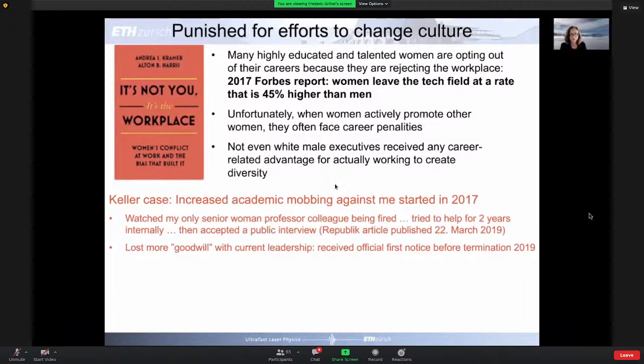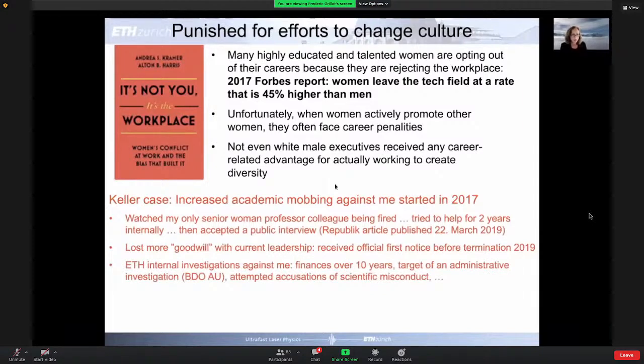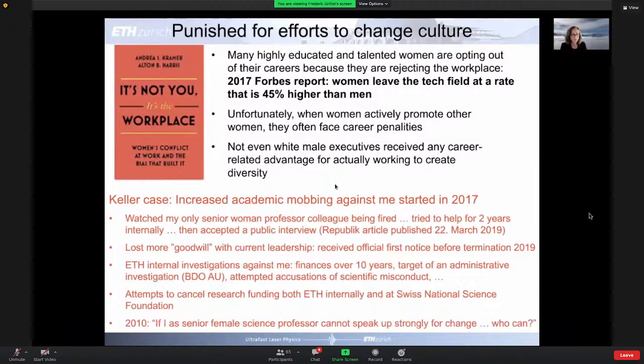I'm actually also in federal court with this case. I also was exposed to ETH internal investigations. My finances were investigated over 10 years. I became a target of an administrative investigation. There were attempted accusations of scientific misconduct. There are attempts to cancel research funding, both ETH internally and Swiss National Science Foundation.